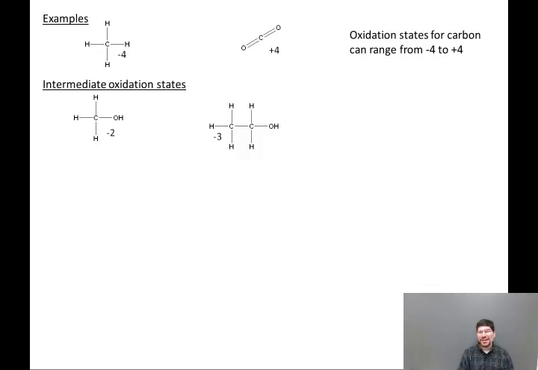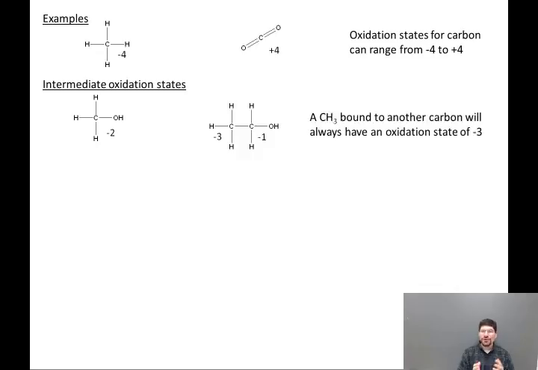For carbon 1 that actually contains the alcohol, we have 2 bonds to hydrogen. That's going to take us to -2. We have 1 bond to oxygen. That's going to increase us by 1. So that takes us to -1. And the 4th bond is to a carbon. That's going to have no effect. So the oxidation state for carbon 1 is going to be -1. Now, it is a general rule that a CH3 bound to another carbon will always have an oxidation state of -3. Okay, let's keep going.